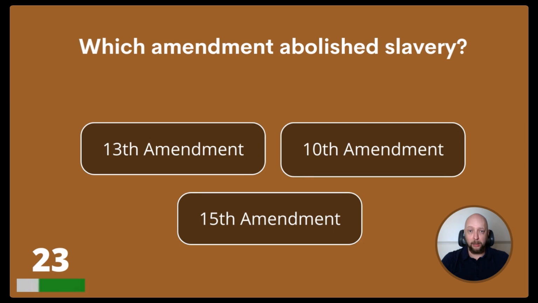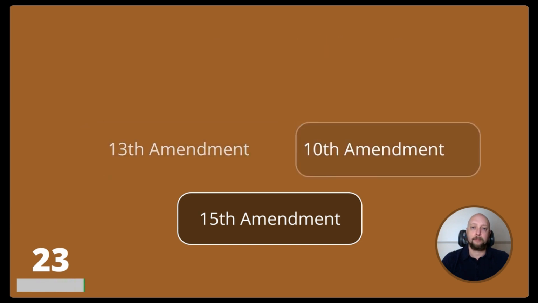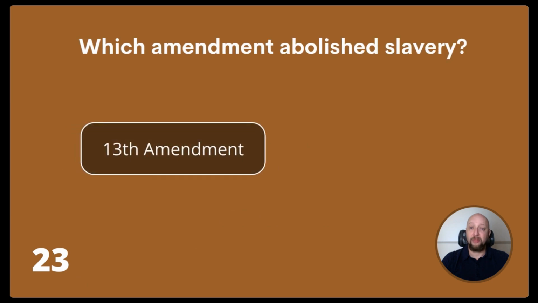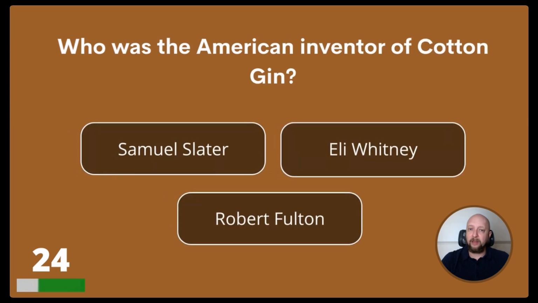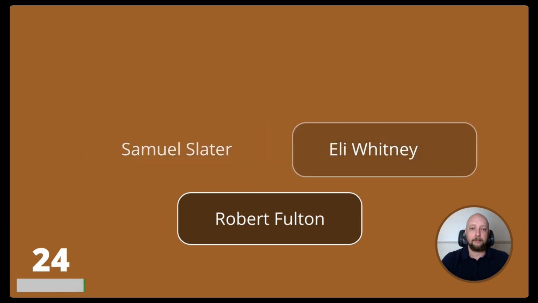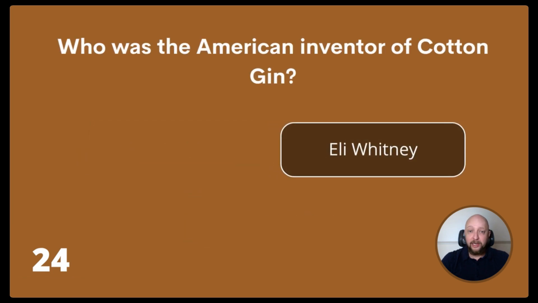Which amendment abolished slavery? Was it the 13th Amendment, the 10th Amendment, or the 15th Amendment? The answer is the 13th Amendment. Who was the American inventor of the cotton gin? Was it Samuel Slater, Eli Whitney, or Robert Fulton? If you said Eli Whitney, you got this one correct.